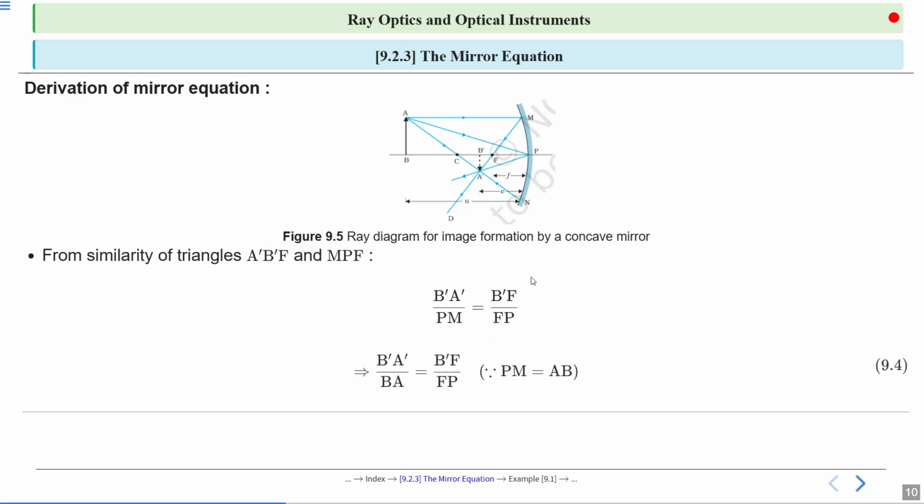Since PM is equal to AB, you can see this is a parallel line. So AB is equal to this PM. PM is this MP, or PM is taken as a straight line. So AB is equal to MP or PM. So we can take PM equal to AB. In place of PM, we can write BA. So B'A' upon BA equals B'F upon FP. Mark it as equation 9.4.